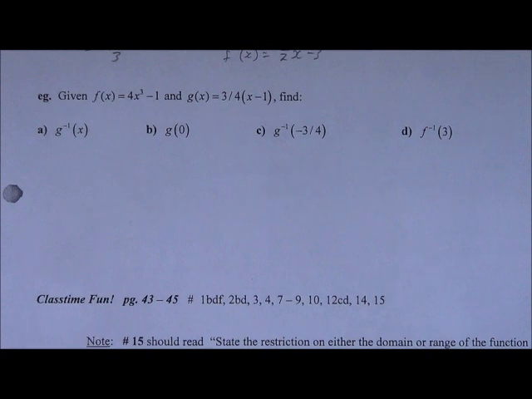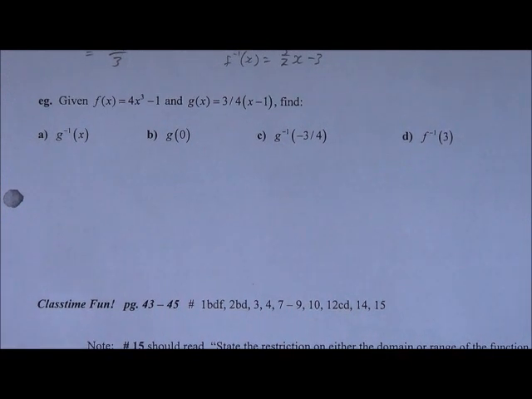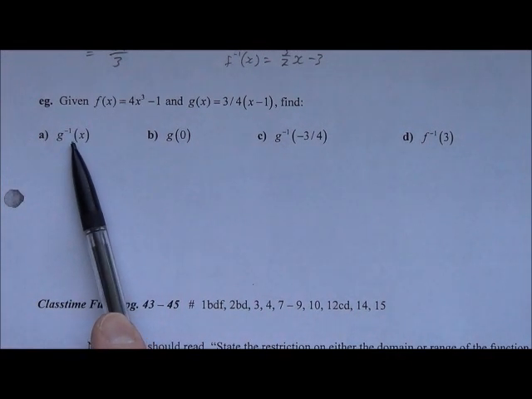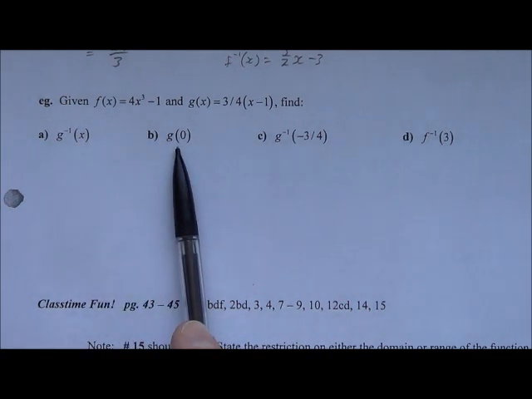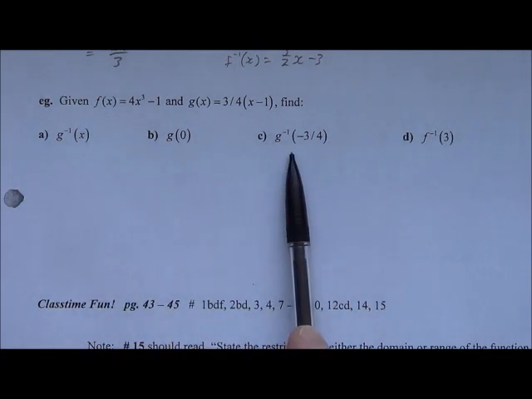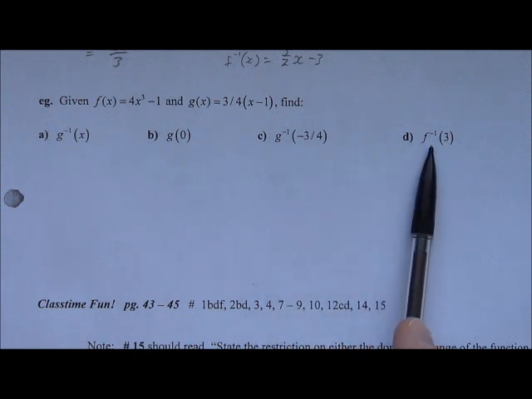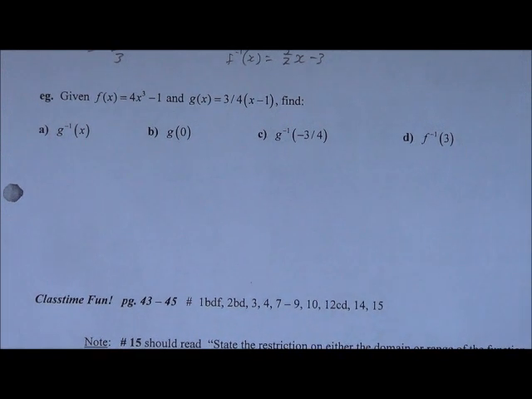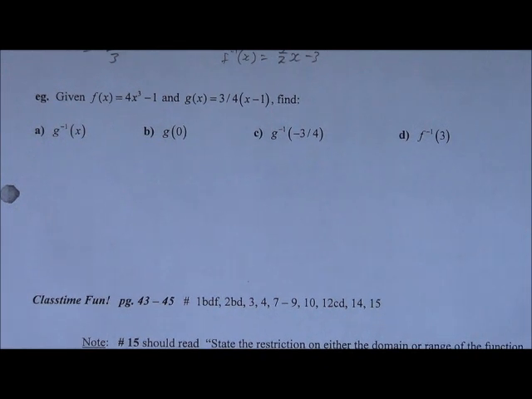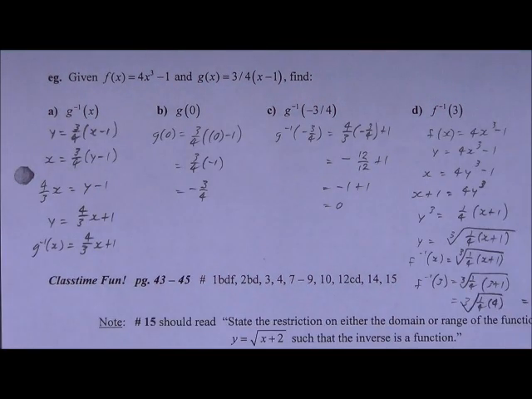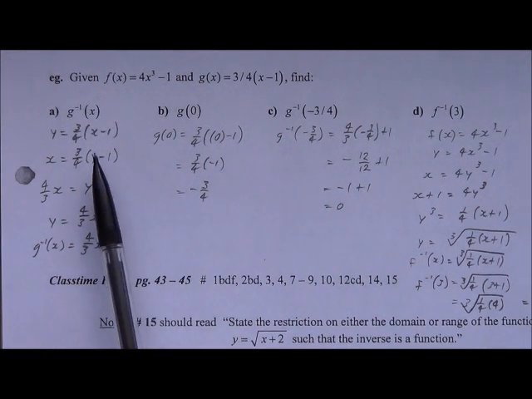Okay, and then the last couple examples here. I want to find g inverse, g of 0, g inverse of negative 3/4, and f inverse of 3. Okay, can you work on those please? And I'll just do the magic reveal in a couple seconds. So please pause the video and work on those now. Okay, so now that you've worked on that, I'll just briefly talk through this.